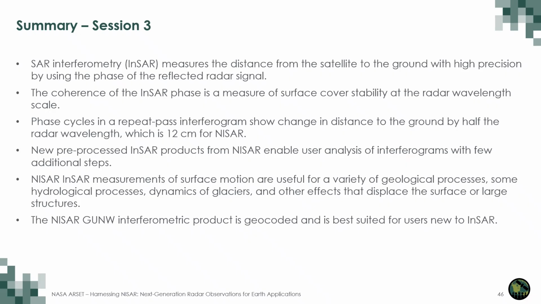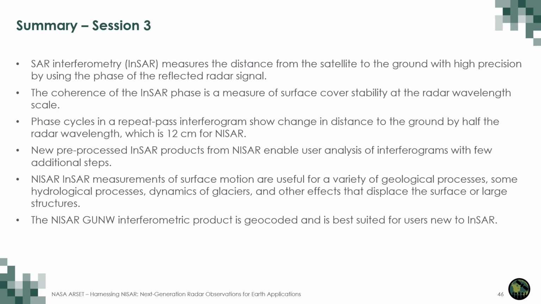So this is a summary of today's session. InSAR measures distance from the satellite to the ground with high precision by using the phase of the reflected radar signals. The coherence of the InSAR phase is a measure of surface or surface cover stability at the radar wavelength scale. And phase cycles in a repeat pass interferogram show change in distance to the ground by half the radar wavelength. That's 12 centimeters for NISAR.